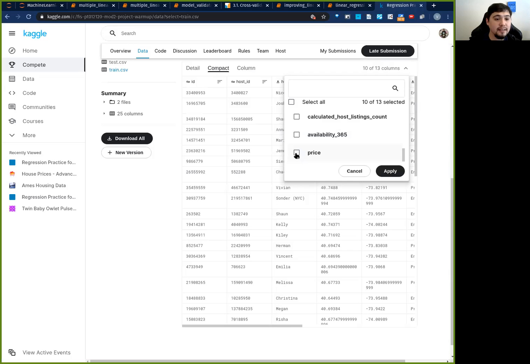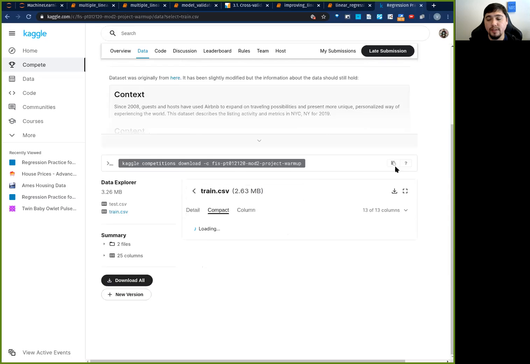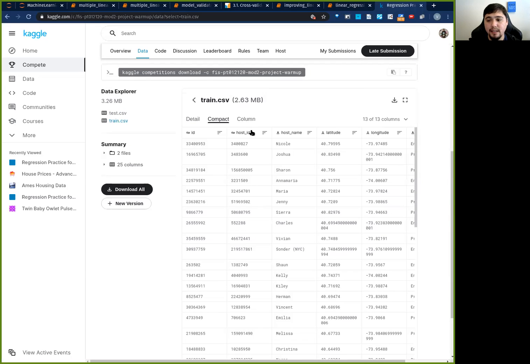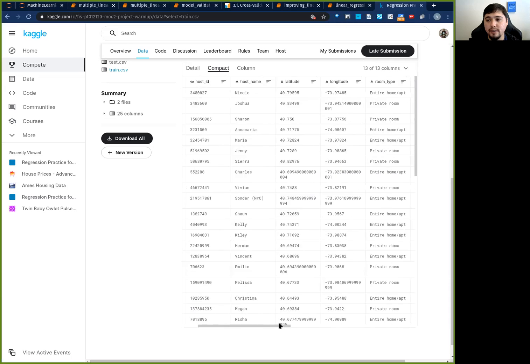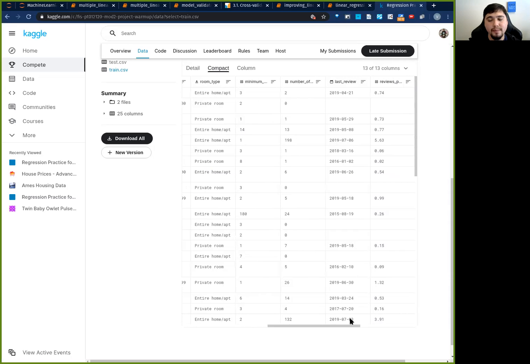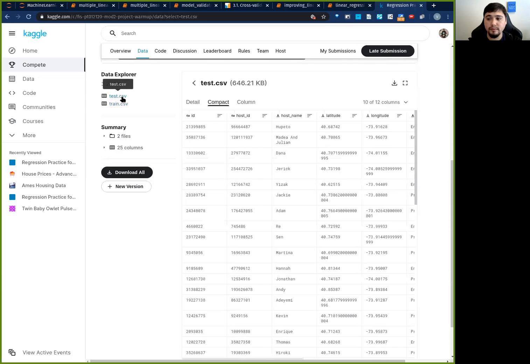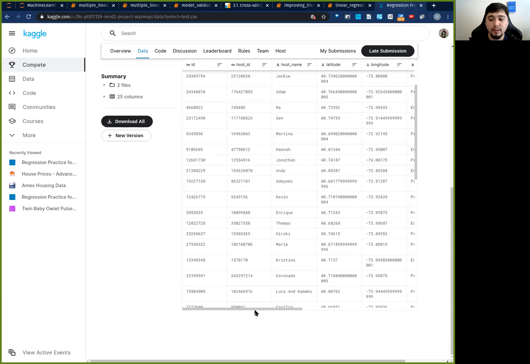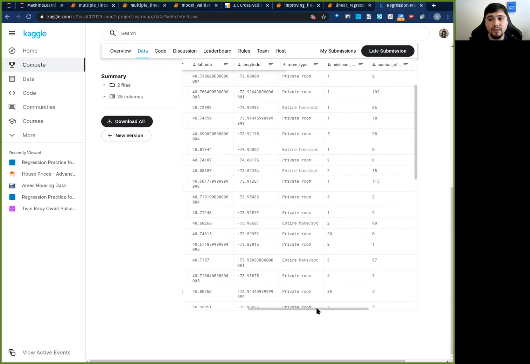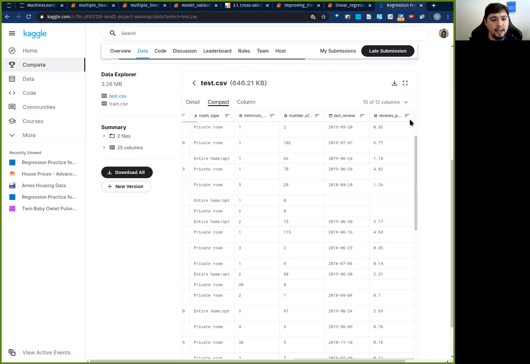Okay. So in this competition, we had the training data, which was all of these categories, all of these features. We had the ID, the host ID, host name, longitude, latitude, room type, minimum number of nights, and so on. And price was the target you're supposed to predict. So your train file will have all the features plus the target. Your test file will have all of the features. There might be some missing values, but no target at the end here.